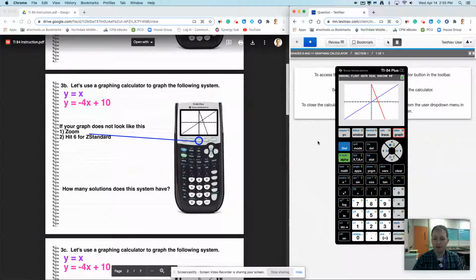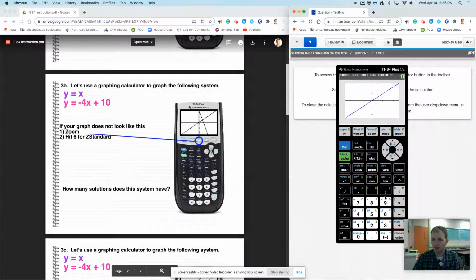If your graph is looking weird, you can use the zoom button. You click zoom, which is in the middle, and then to go to the standard layout, you click 6. All this is doing is changing your window. Let's say yours is looking weird, where something is going on here. Just go to zoom, and then click that 6, the standard zoom. And now it's going to look like that.